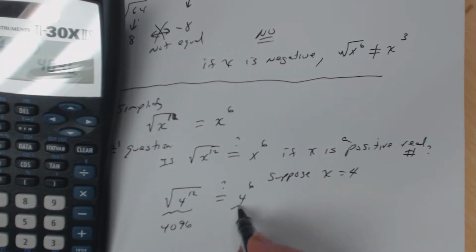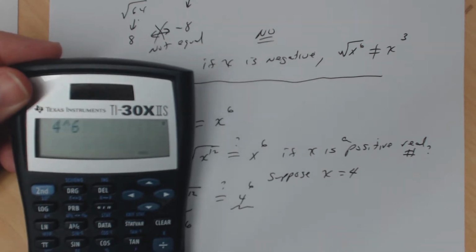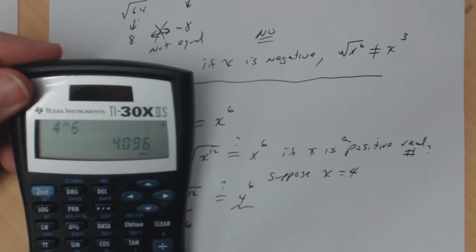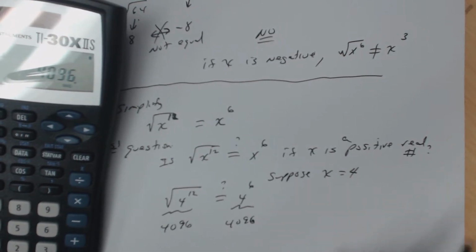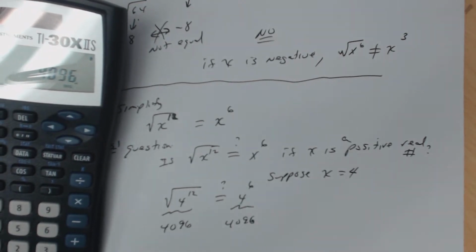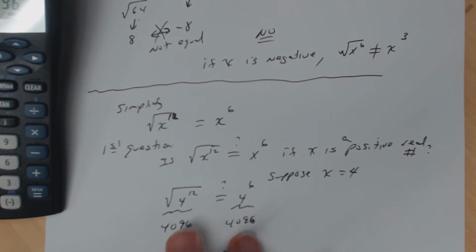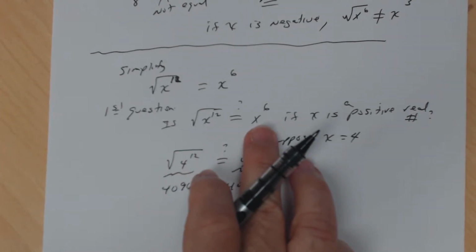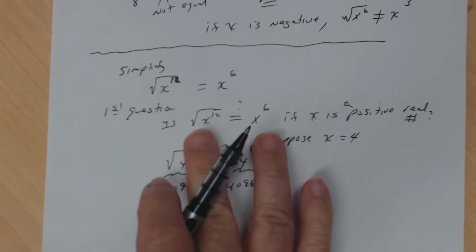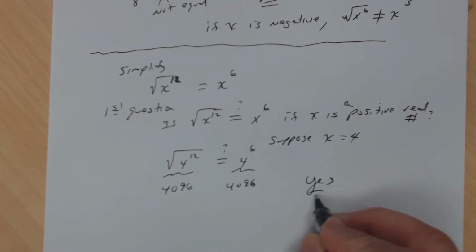So let's see what this equals. 4 to the 6, 4 raised to the 6 equals 4,096. So if you do some more, you're going to see that's true. If you let x be 7.2, any real number, any positive real number, 8.95, you're going to see that this left side is going to equal the right side. So the question, are those two expressions equal to each other if x is a positive real number? The answer is yes.